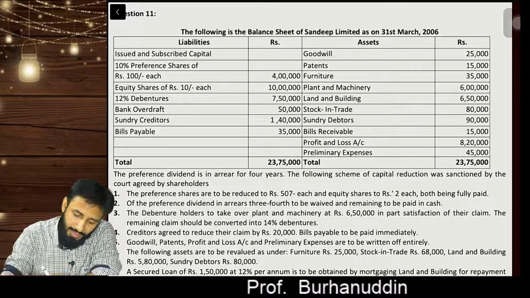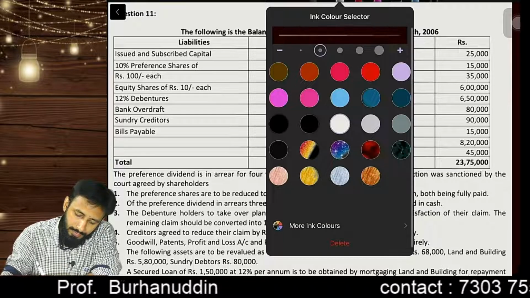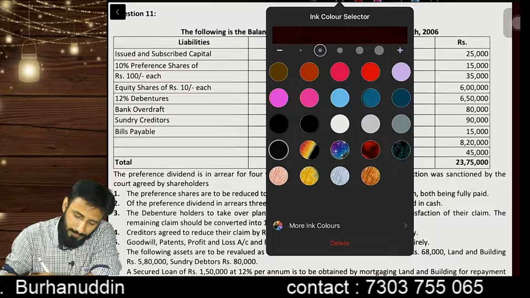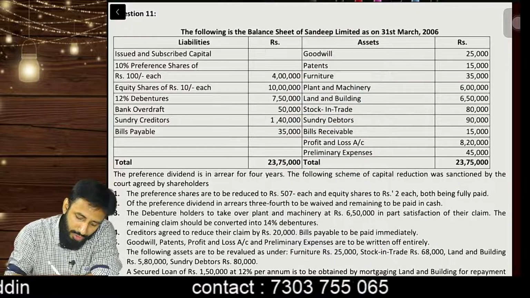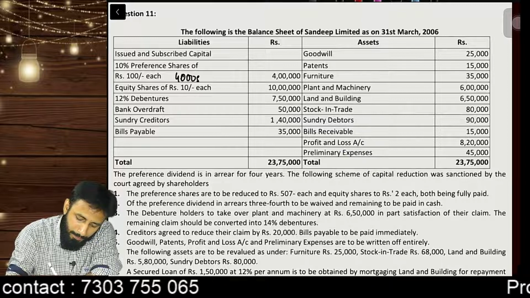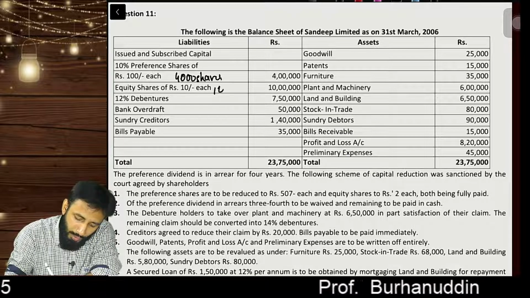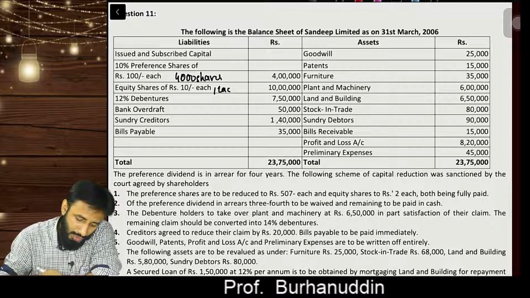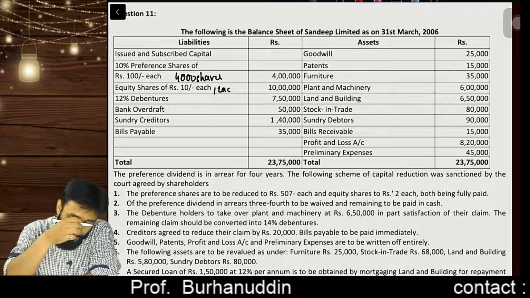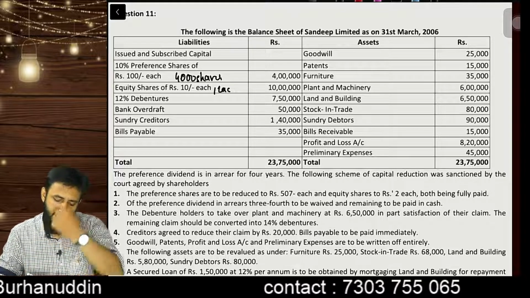So, guys, if I'm not wrong, my preference shares is 4,000 shares and my equity share is 1 lakh shares. Correct now? Debentures, I am having 7 lakh 50, bank overdraft 50, creditors and bills payable.